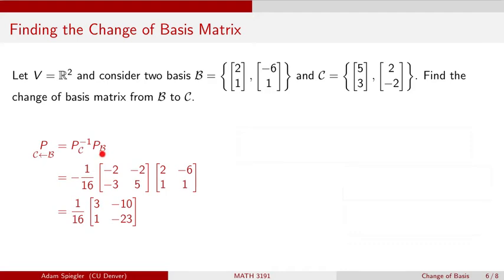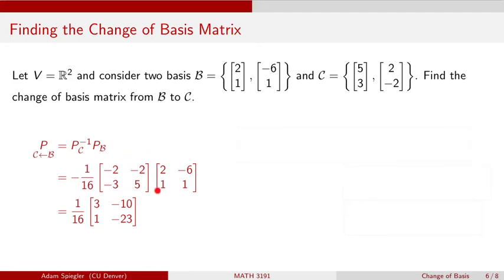So the change of coordinate matrix from B coordinates to the standard basis would just be the matrix whose first column is (2, 1) and second column is (-6, 1). So multiplying any vector relative to B coordinates by this matrix puts us in the standard basis. And then we apply P sub C inverse. So now I take the inverse of P sub C. P sub C would be the matrix with columns (5, 3) and (2, -2). We found that the inverse of that matrix is minus 1 over 16 times the 2 by 2 matrix whose first column is (-2, -3) and second column is (-2, 5).